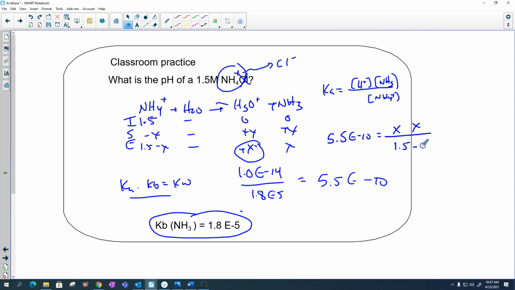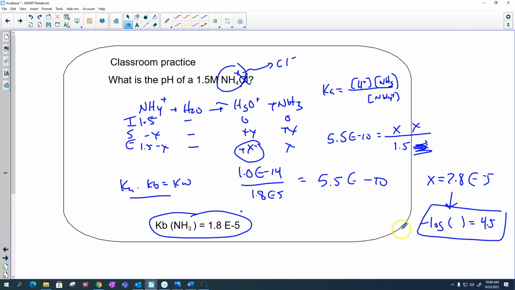I'm going to use my shortcut rule right now. There we go, math a lot easier. Multiply over, times 1.5, and then square root that value. And I get X equals 2.8 e to the negative 5th. Now, finally, down at the end, let's take the log of this to get our pH. Negative log of the previous answer, and I get about 4.5. There we go.